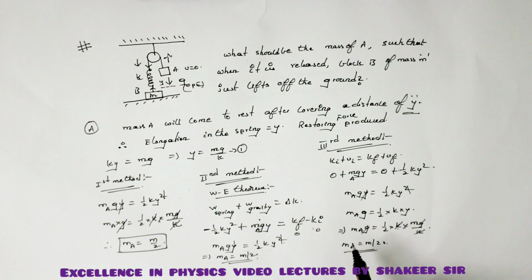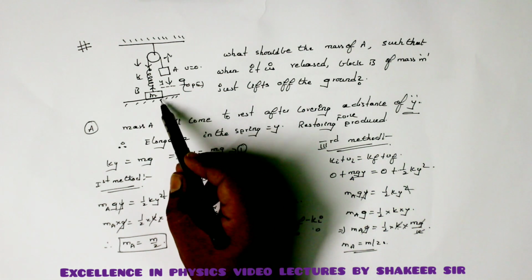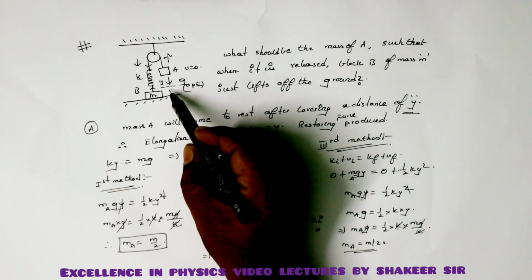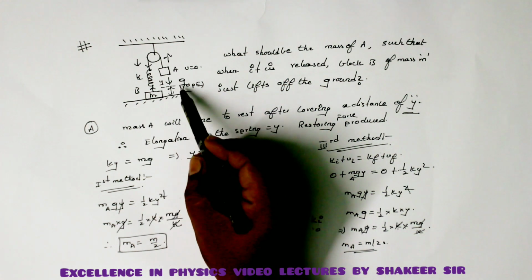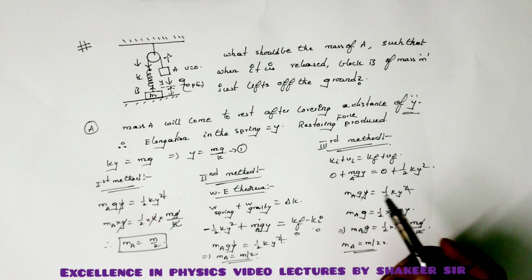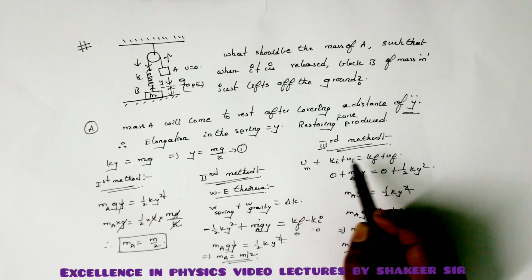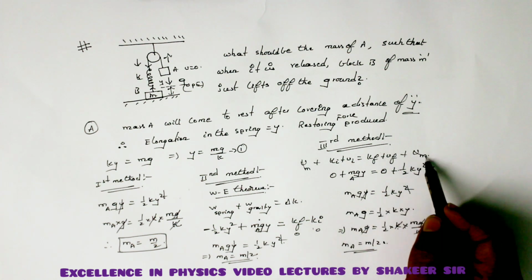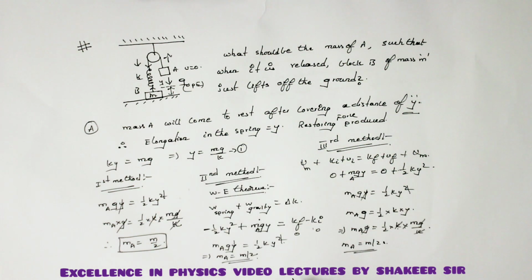See here, in this third method, we need not consider the potential energy of this mass m, because initially also, with reference to this line, it has some negative potential energy, and finally also with reference to the same reference line, this mass has the same amount of potential energy. So the initial potential energy of mass m and the final potential energy of mass m are both one and the same, so they get cancelled. So we need not consider the potential energy of this mass m initially and finally.